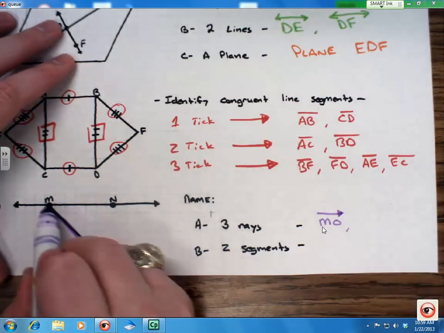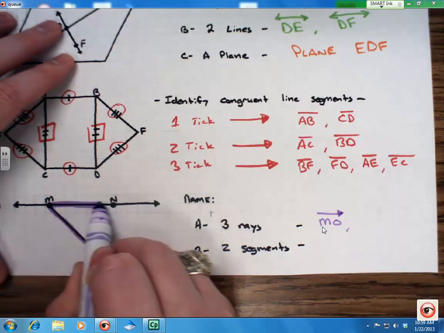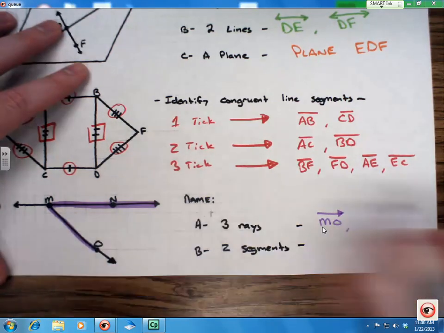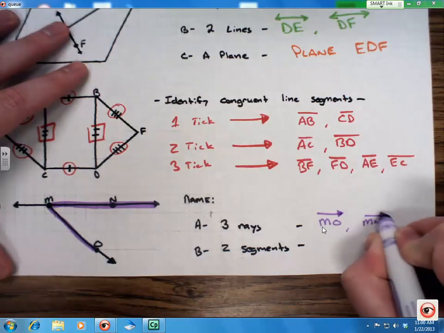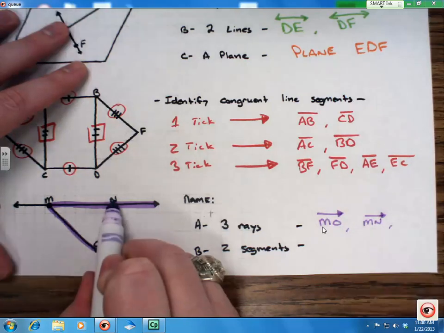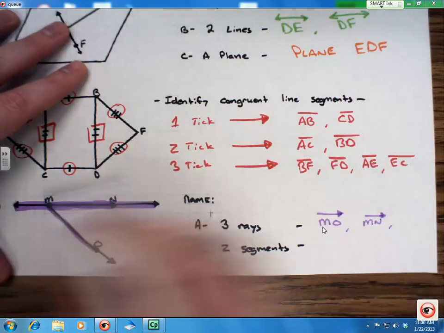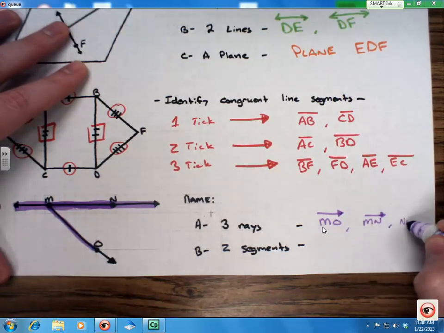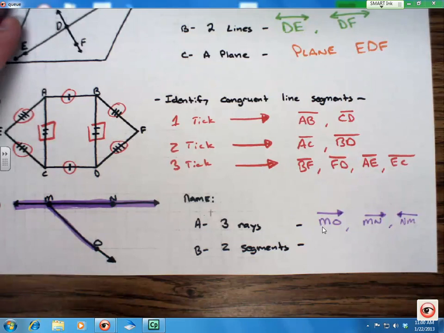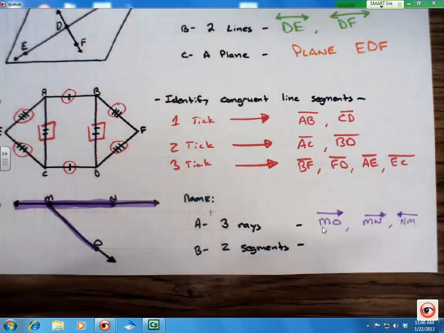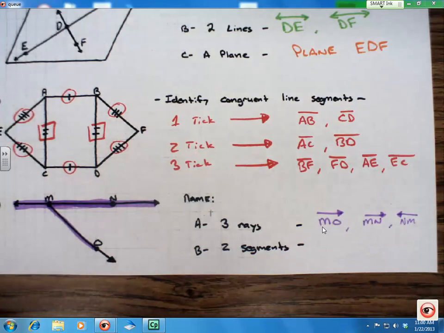Now, we could also use ray MN, okay, because we started on the M and we went through the N forever in that direction, so we could say MN. And lastly, we could also say ray NM and put our arrow going back the other direction. Okay? Both of those would work. It does not matter if the line is slanted up or down or whatever, the label is still going to be the same.